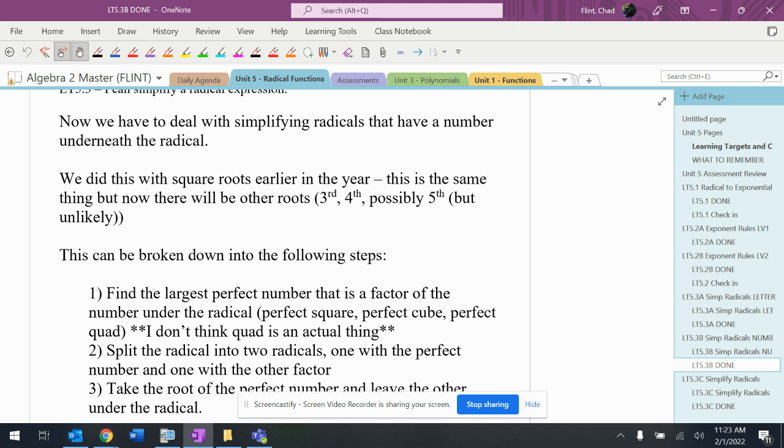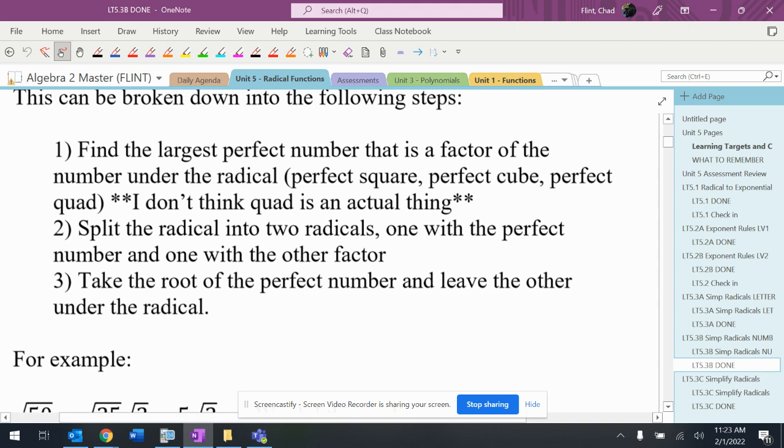All right, it's the same idea. We have to break this apart into the largest, I'm going to call it a largest perfect number, because there are perfect squares, perfect cubes, perfect fourth powers. Then we have to split the radical into two radicals that are factors. One of them needs to be a perfect number. Then we take the root of the perfect number and leave the other thing under the radical.